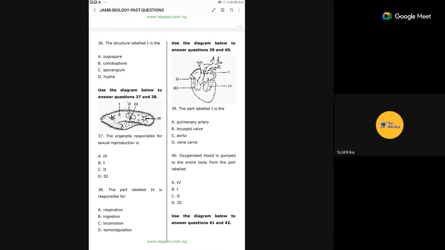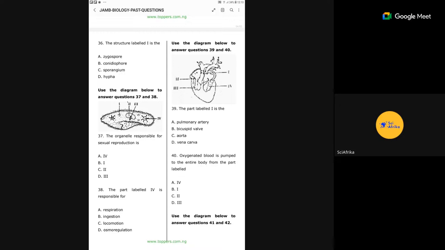We'll go to number 39. Number 39 is a diagram of what? Of the mammalian heart. Use the diagram below to answer questions 39 and 40. Looking at this diagram, this is the mammalian heart. It has four chambers.